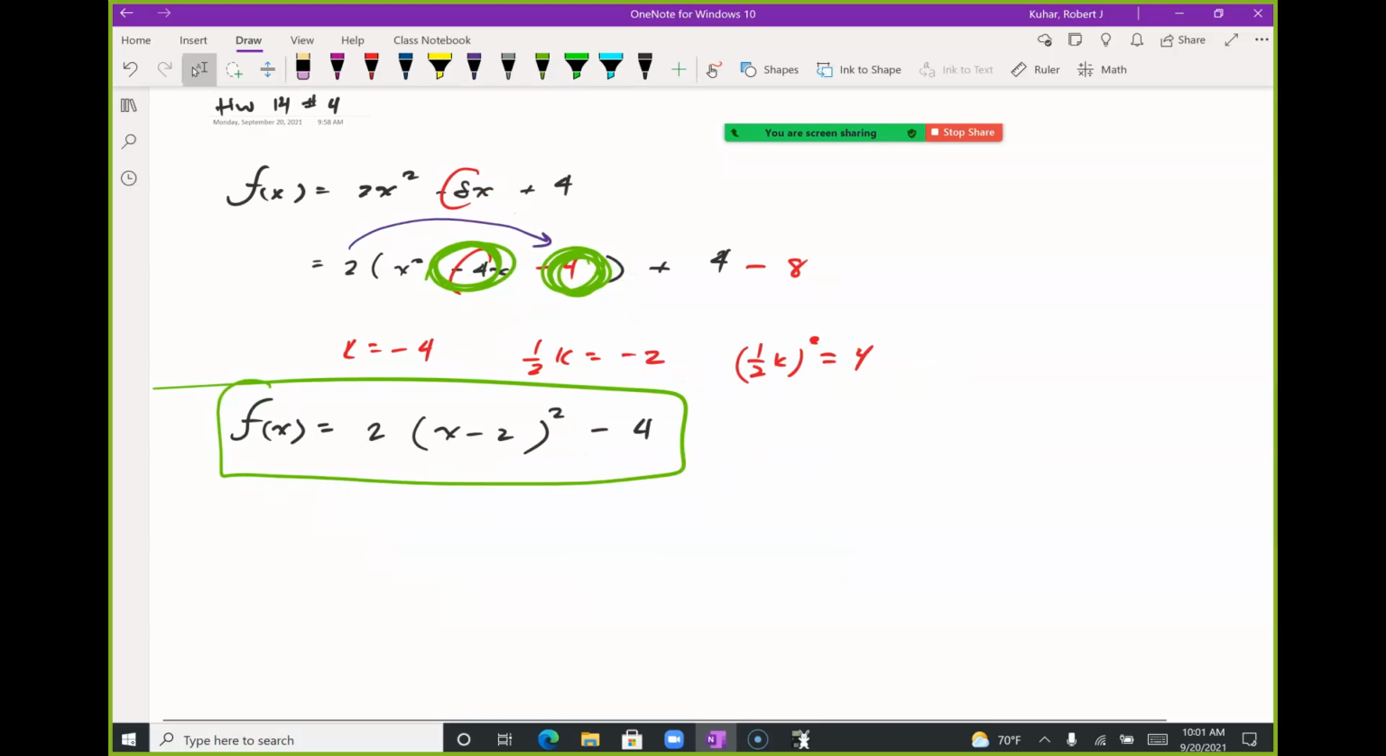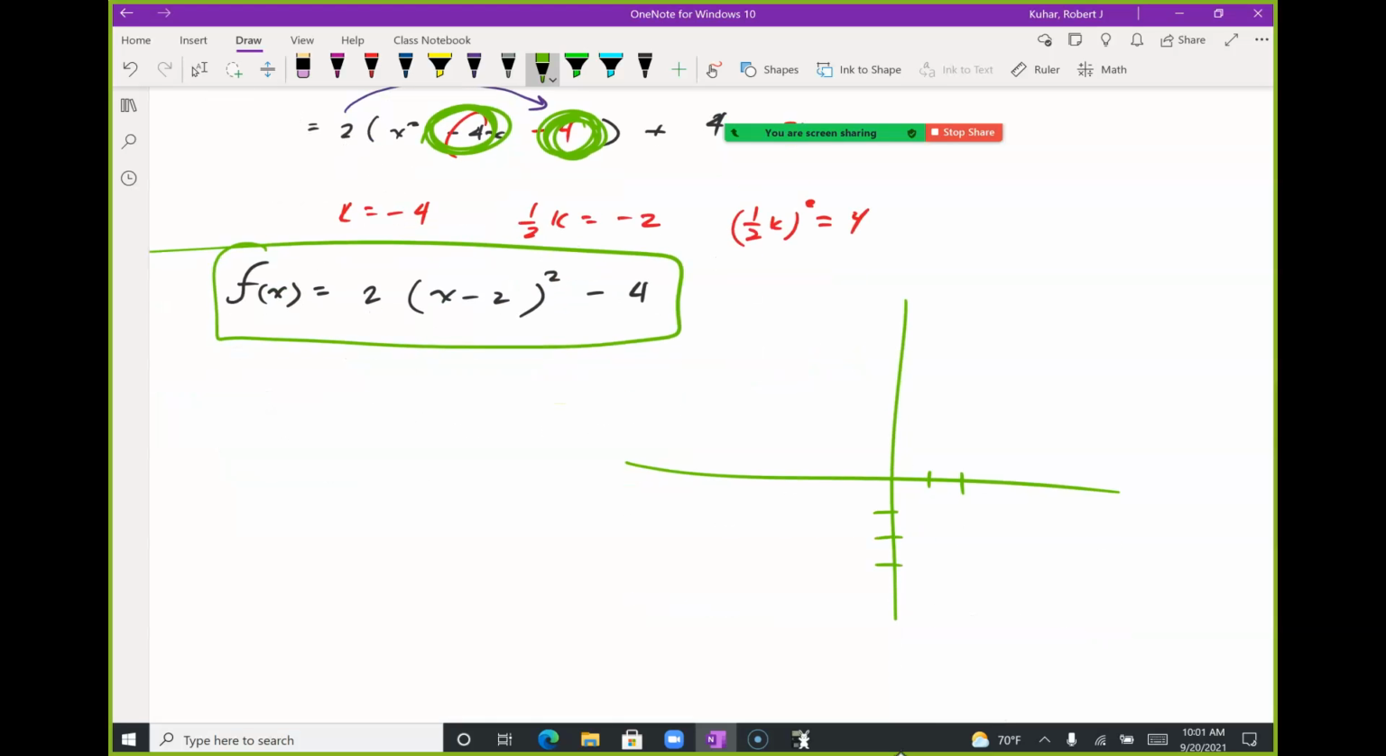And what's nice about this is I know it opens up, right? I know it has a vertex of 2, negative 4. 1, 2, 3, 4, right? And notice where my transformation is happening. I'm taking that 1 by 1 box, right? Can you picture that 1 by 1 box? But I'm doubling the height because I'm multiplying on the outside by a 2. So I'm doubling that box, and then that new corner is where my parabola is at, right?